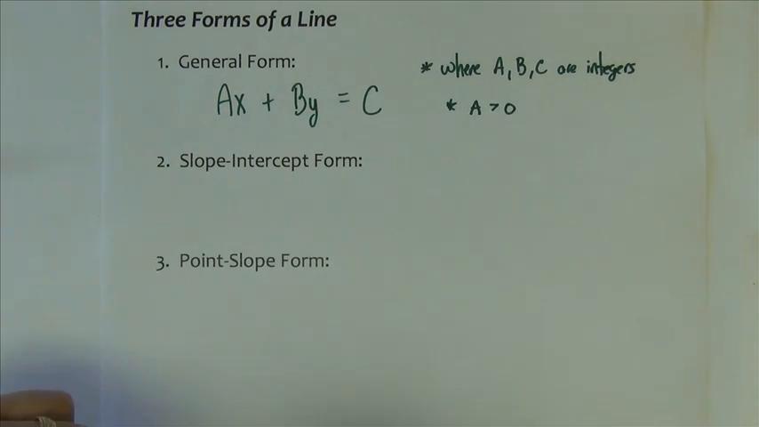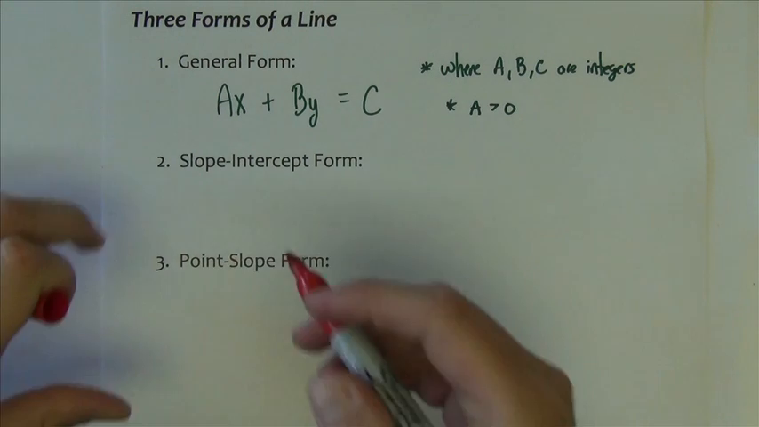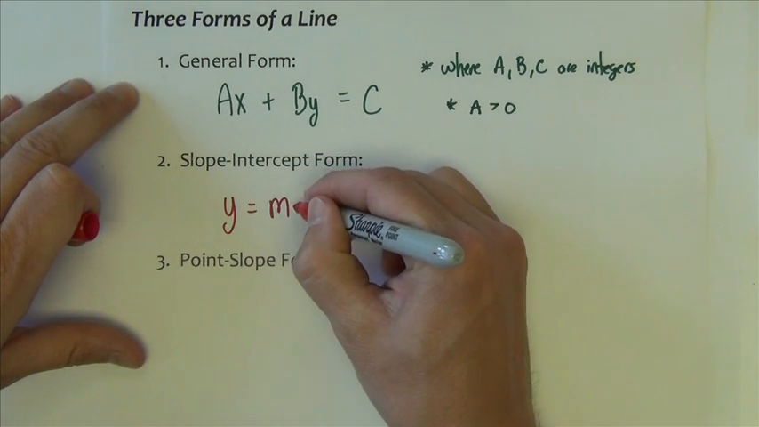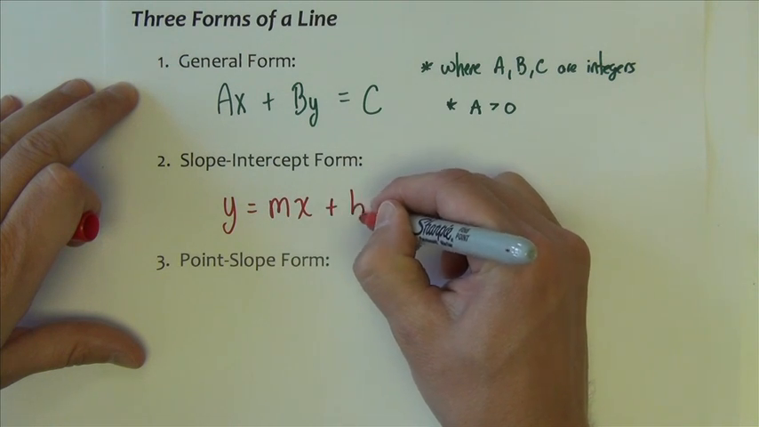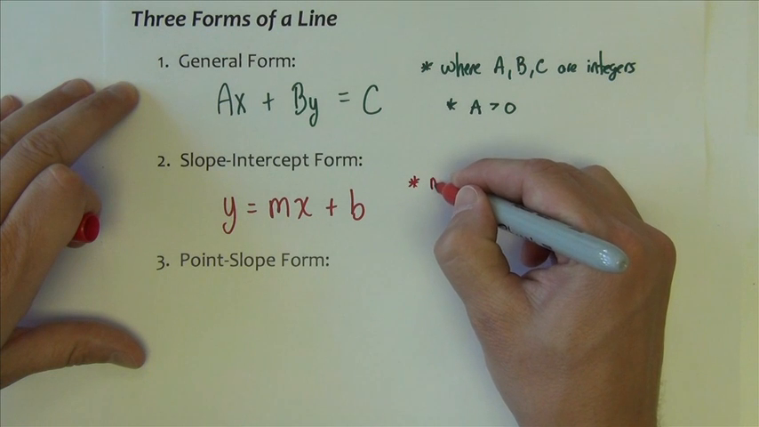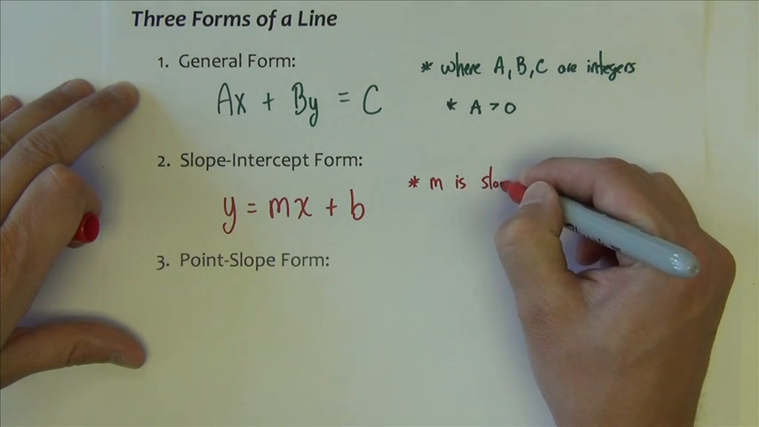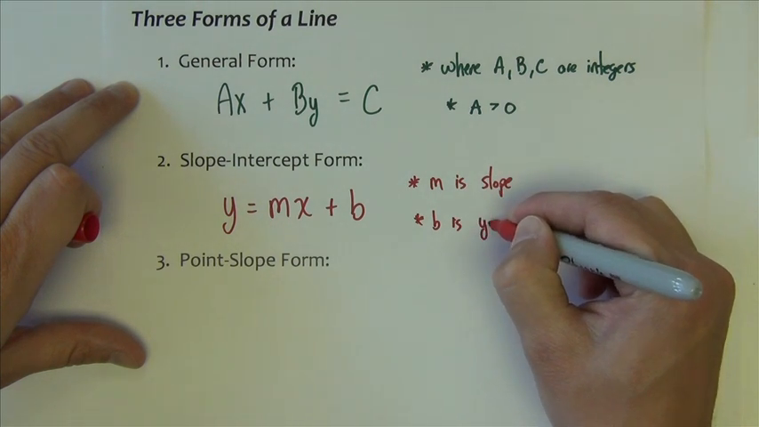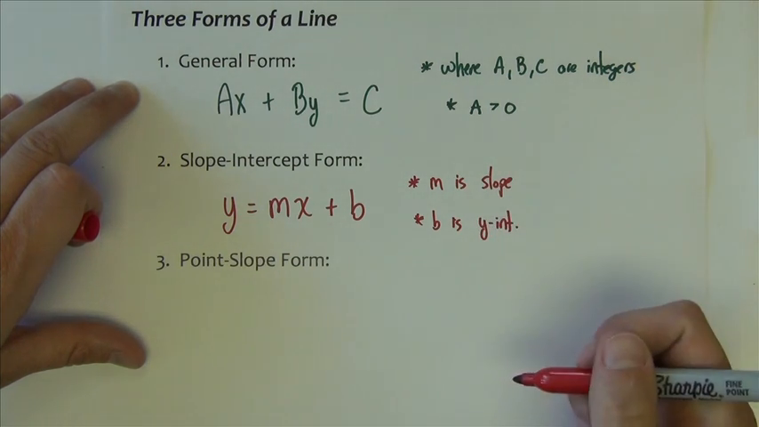The next one, slope-intercept, is one that everybody should be very familiar with, as you've dealt with it quite a bit. y equals mx plus b, where the m is the slope and the b is the y-intercept on the graph.